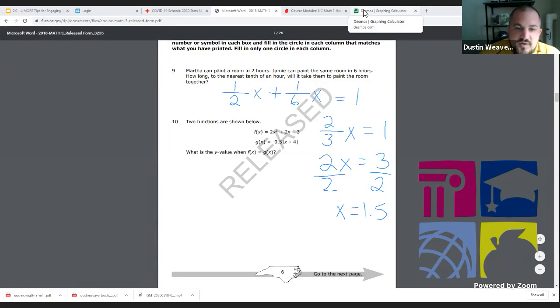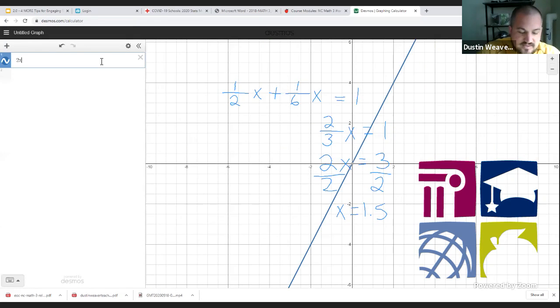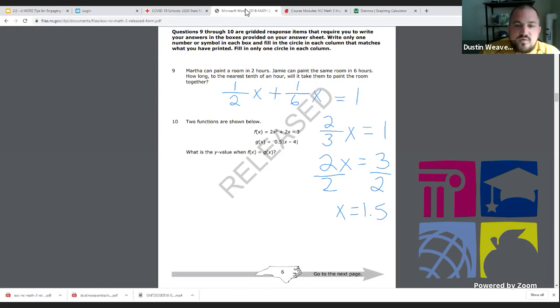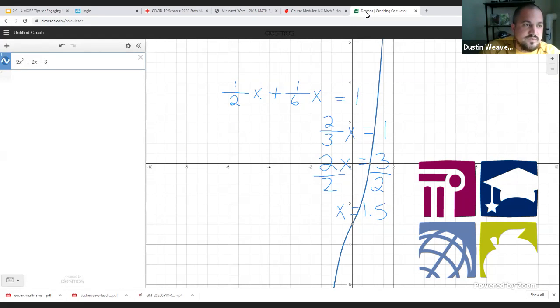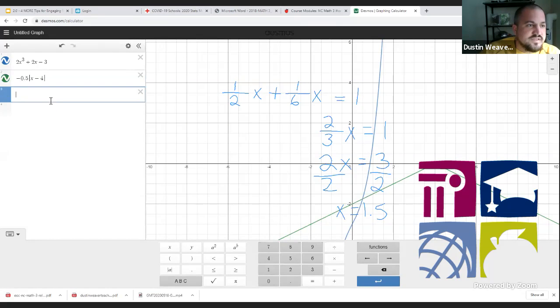So we're going to go to Desmos, 2x to the third plus 2x minus 3. Let's type that in. 2x to the third plus 2x minus 3. And then we're going to type in the other one, negative 0.5, absolute value of x minus 4. So negative 0.5. Oops. And then absolute value of x minus 4. All right, and we'll close the bars there.